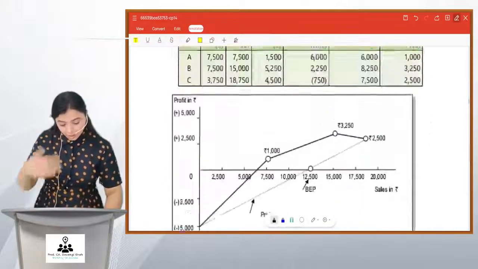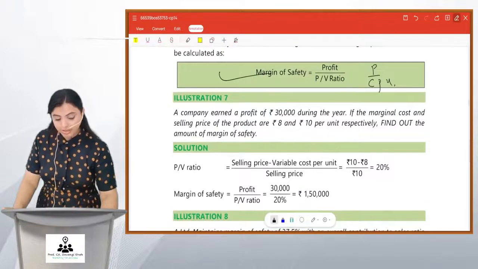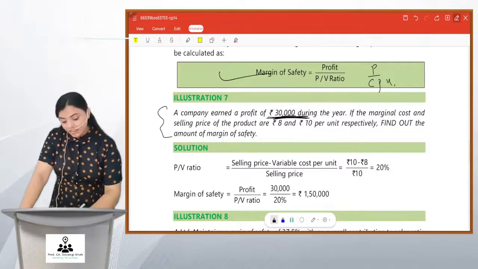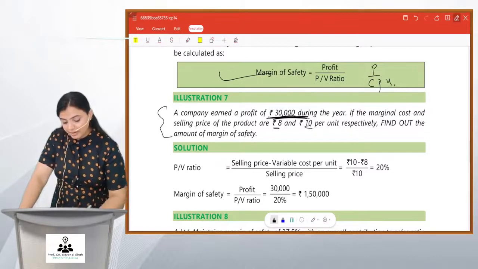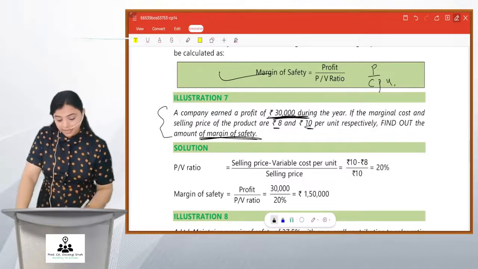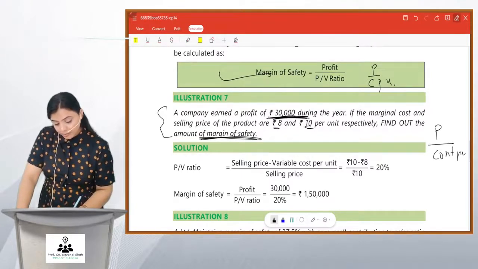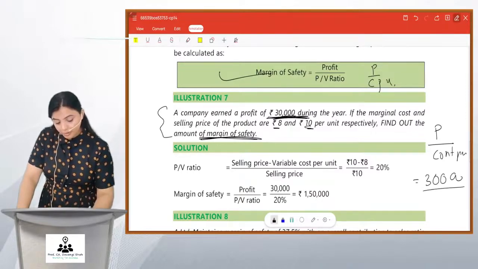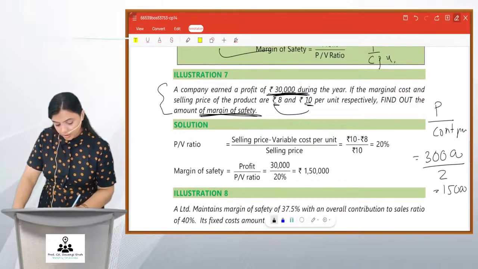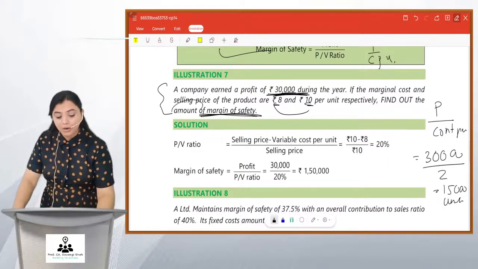And now let's not do more sums of graph. Let's proceed further with illustration number 7. A company earned a profit of 30,000 during the year. If marginal cost and selling price are 8 and 10, find out margin of safety. So how to find margin of safety, friend? It is nothing but profit upon contribution per unit. Profit is 30,000. Contribution is 2. You get how much? 15,000 units. Friends, 15,000 units will be margin of safety, but they have asked you amount.